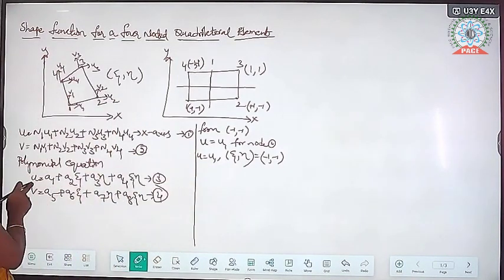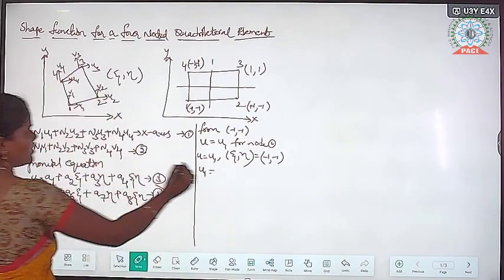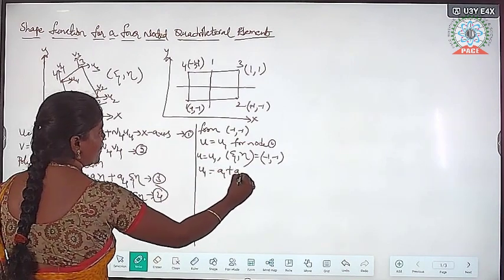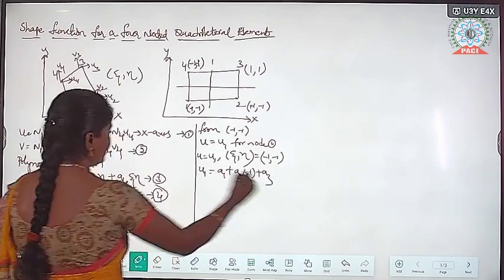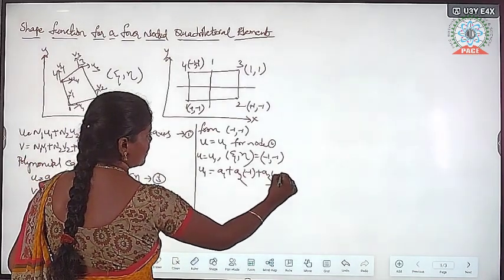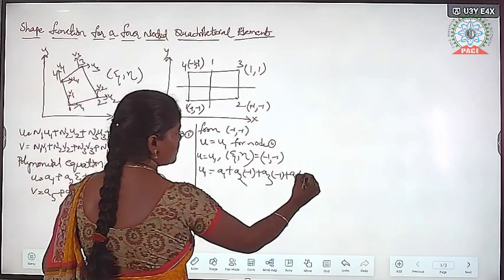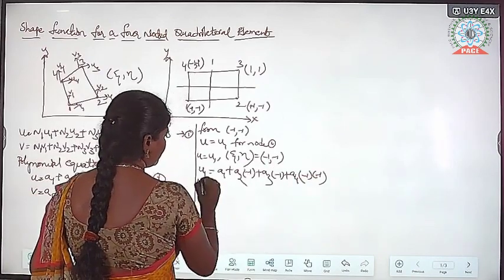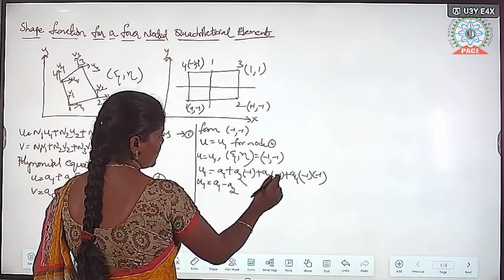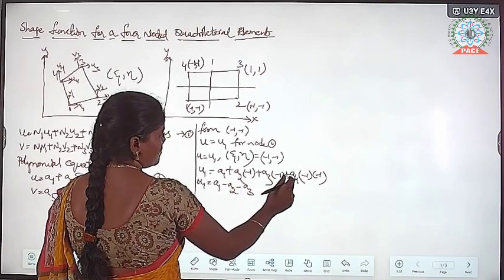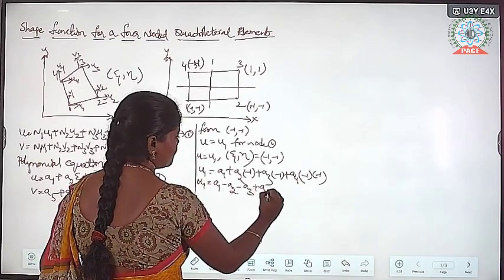So u1 is equal to a1 plus a2 into xi, where xi is minus 1, plus a3 into eta, where eta is also minus 1, plus a4 into xi into eta, which is minus 1 into minus 1. So u1 is equal to a1 minus a2 minus a3 plus a4, since minus 1 into minus 1 is plus 1. This is the u1 equation.